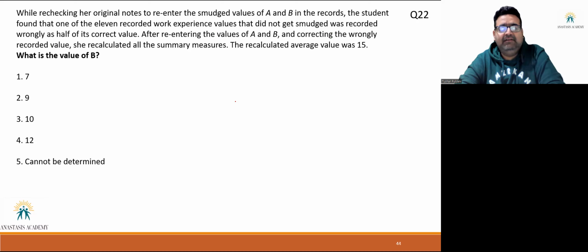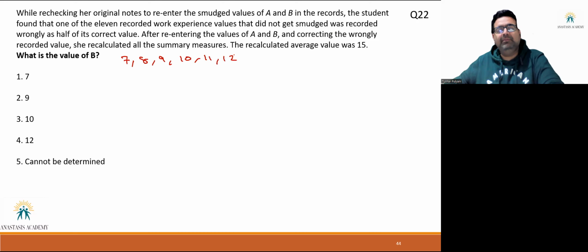It says that the average is 15. So what is the value of B? So we have to find B again, we have six possible values 7, 8, 9, 10, 11, 12. See, the possible values of B which we calculated was used in all three problems, right? So we were on the right track. So now one of the values has to double.